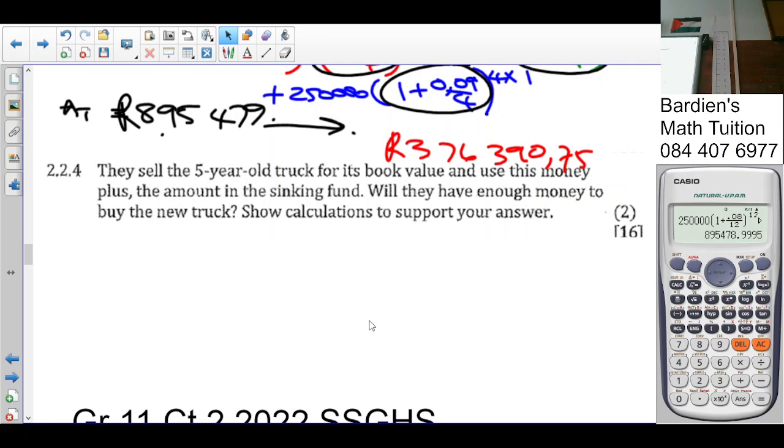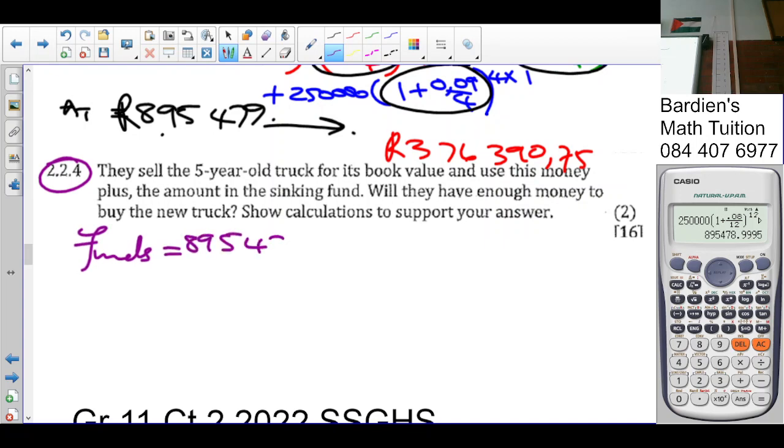So here you can't just say yes, you have enough money, or you can't just say no. Okay, you must support your answer by a suitable calculation. Okay, so if you look at 2.2.4, the sinking fund. So the funds they have, as it stands, is going to be 895,479 plus 376,390 rand and 75 cents. That is what they have.